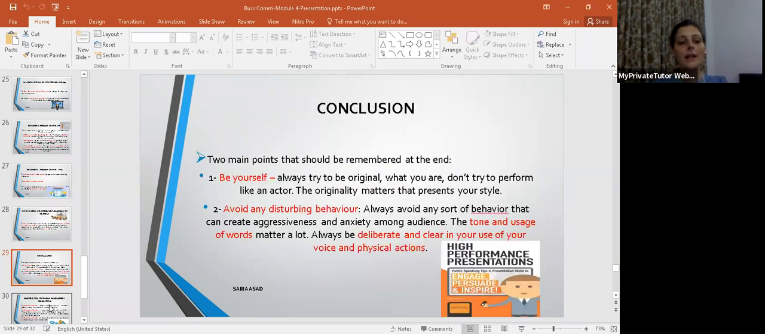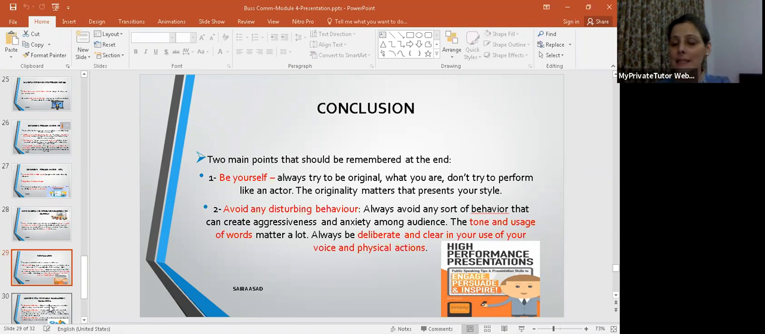Now, at the last, I would say the two points in a nutshell: be yourself and avoid any sort of disturbing behavior. Always be original. We are not like the actors, classic actors. We are going to follow that. You are there to convince the other people in a nice way, with good gestures. The originality matters. That's going to attract you.